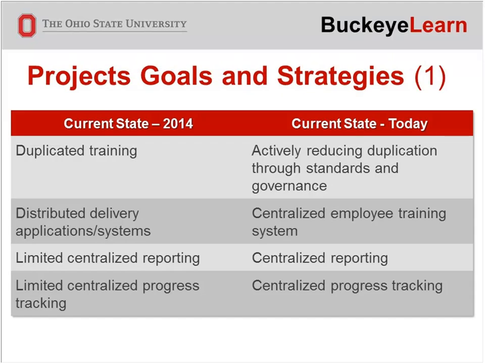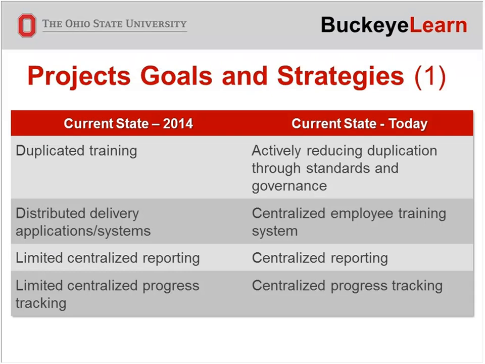So I wanted to take us through the current state, well, where were we in 2014? What was really prompting us to look at this? What was prompting us to say, hey, we got to do these things? So one of the things was duplicated training. We had like 6 different versions of HIPAA. We had 5 different versions of FERPA training.